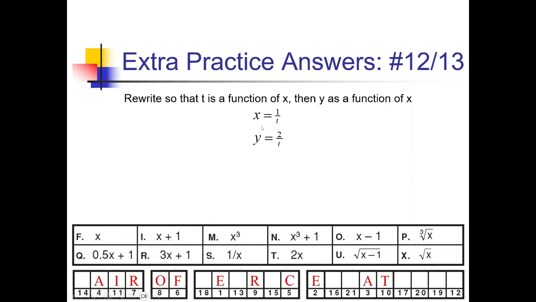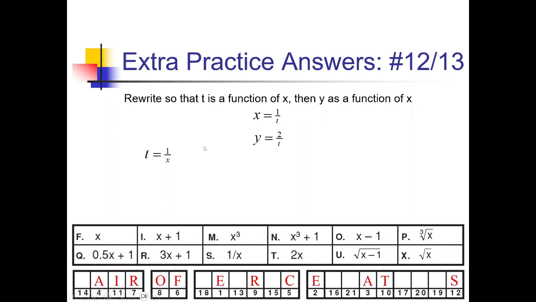For number 12, we've got some fractions going on here. Let's rewrite this x equation first to get t by itself. Now there's a few ways to do this. You could multiply both sides by t and then divide by x, or you could just take the reciprocal of both halves of the equation. Either way, you're going to end up with t equals 1 over x. And 1 over x is this S right here, so that's going in spot 12 at the very end.